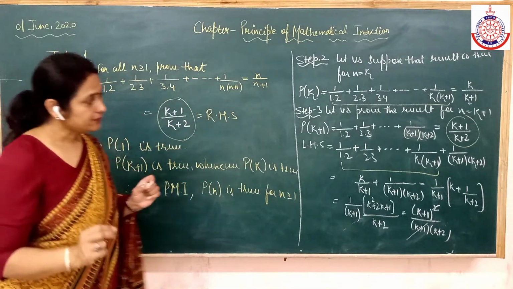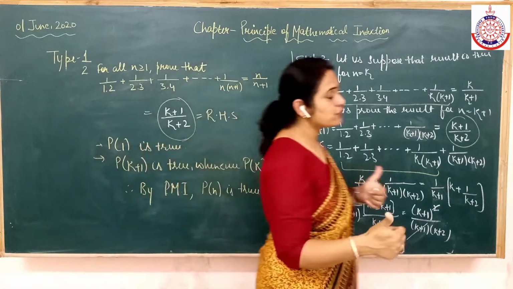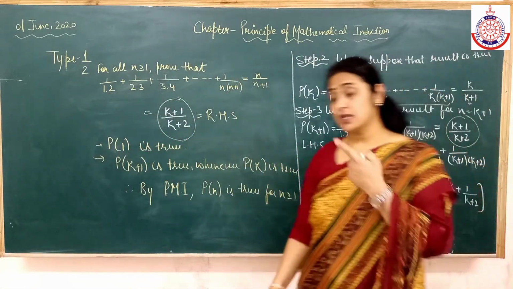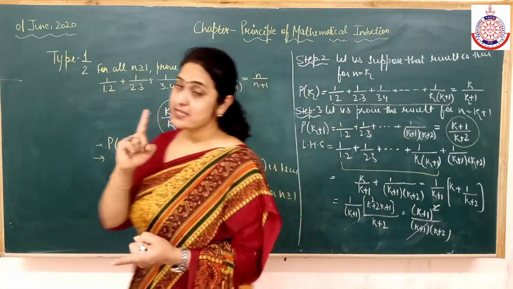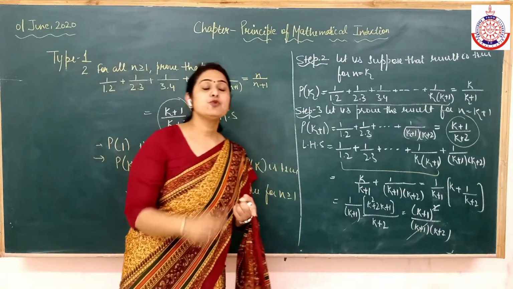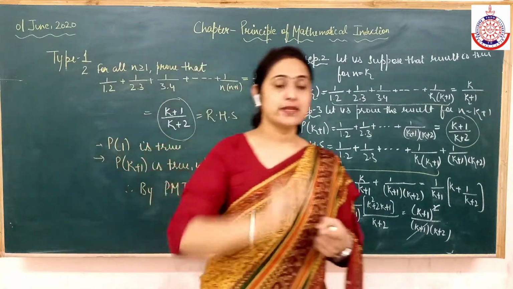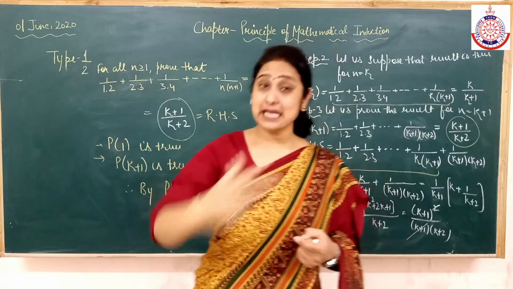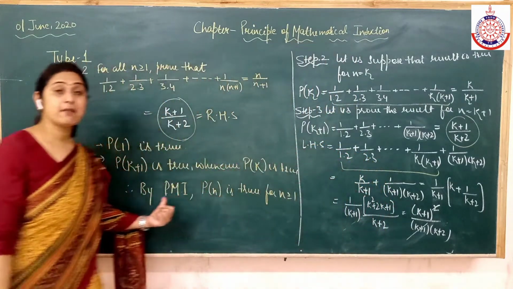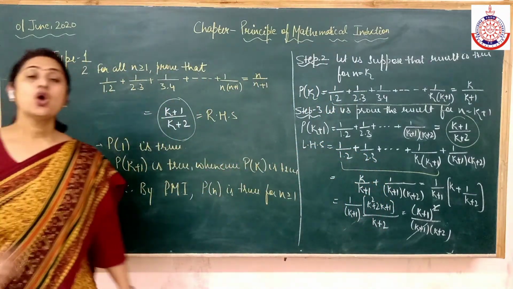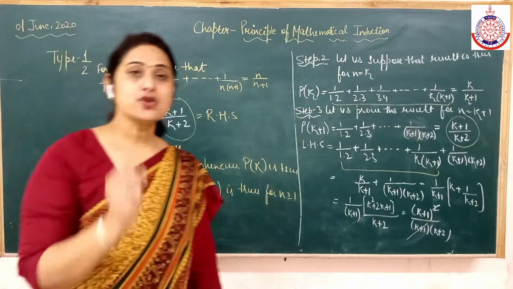Very easy, children. 3 fixed steps. I'll prove the result for n equals 1. I'll assume the result for n equals k. I'll prove the result for n equals k plus 1. If all these 3 steps are done, then we say by PMI the result is true for all natural numbers n.